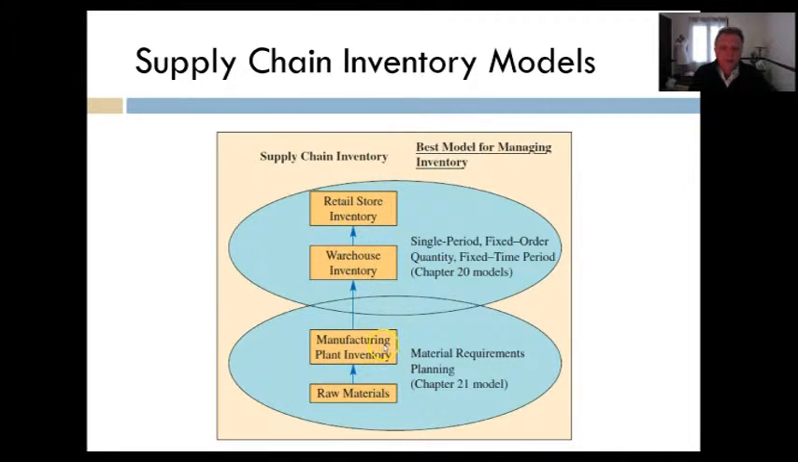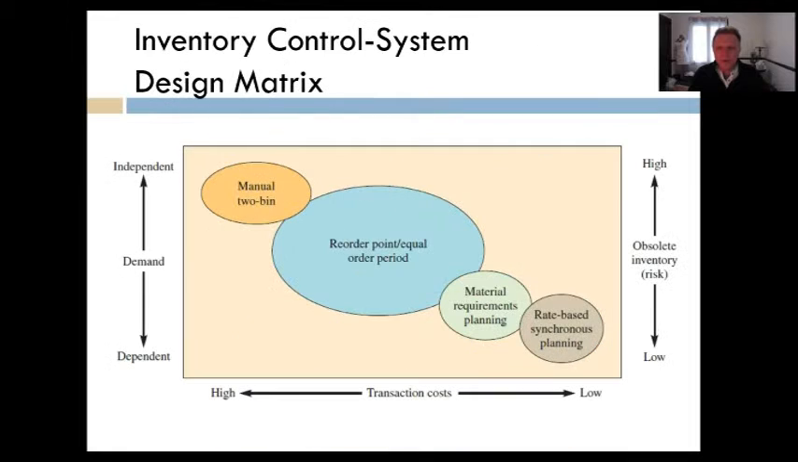And that's done through this material requirements planning system. It really builds the inventory in the plant. It's shipped to a warehouse, shipped to a retail store, or whatever the case would be. And there are different models for doing each of these. In chapter 20, make sure you read up on the single period, fixed order quantity, and fixed time period models for predicting inventory.